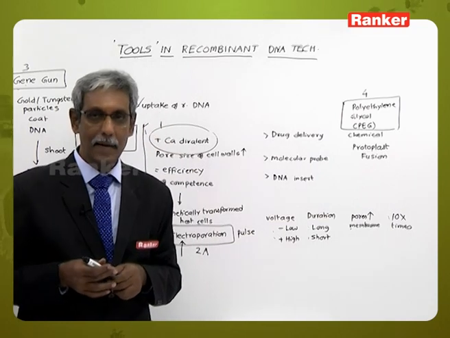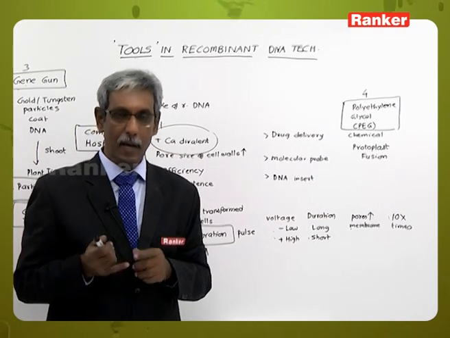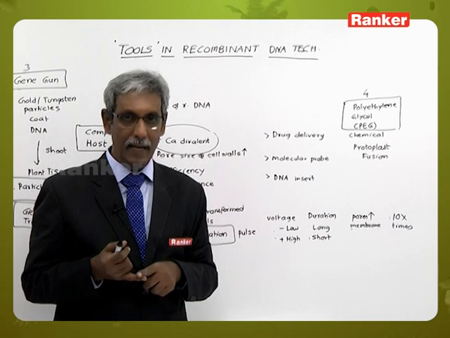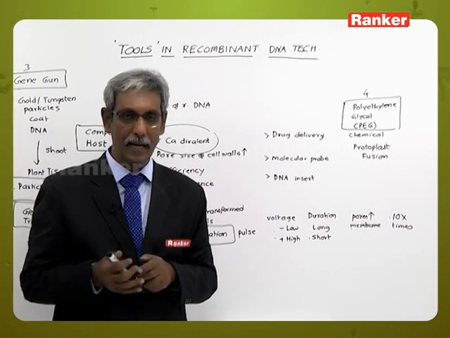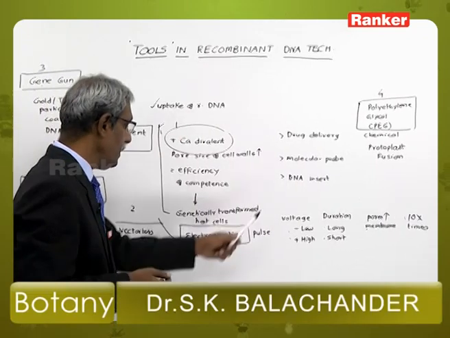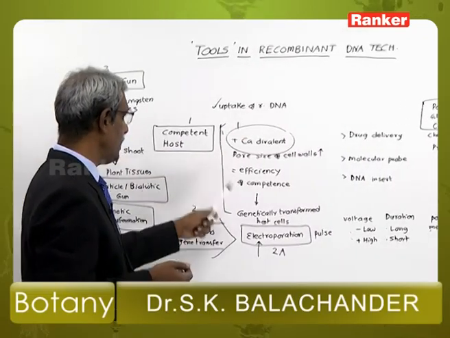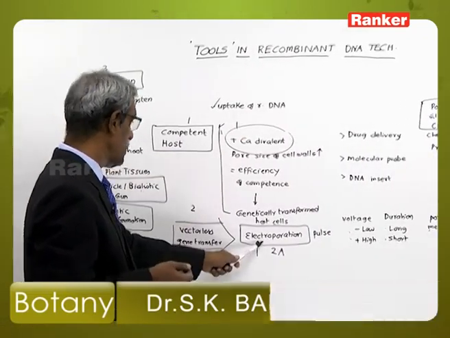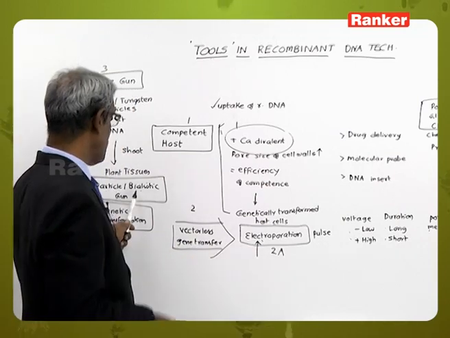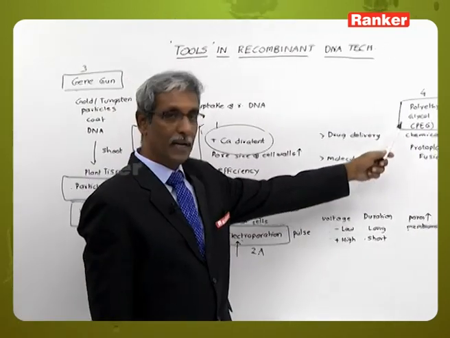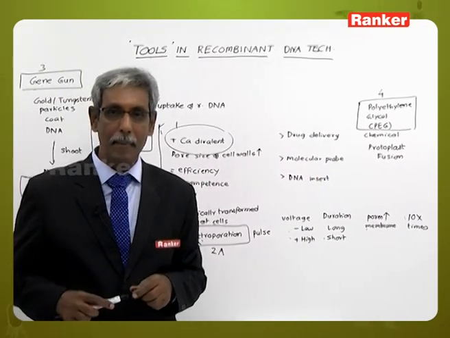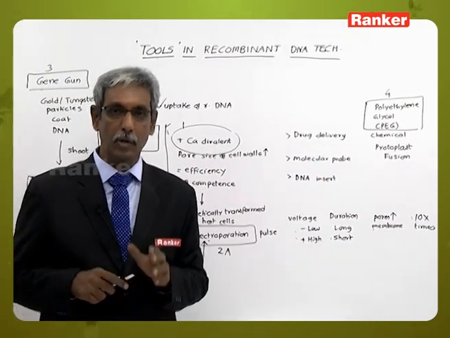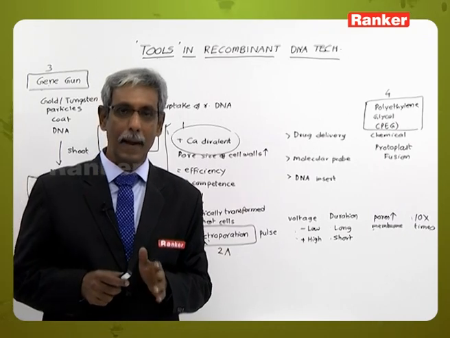So, we have understood the tools, primarily a competent host, and the different methods by means of which foreign DNA can be taken up are put in the form of a map over here. We have electroporation as one method, the ballistic particle gun method, and also polyethylene glycol as one of the methods. So, this way we finish off the tools which are used in plant biotechnology.